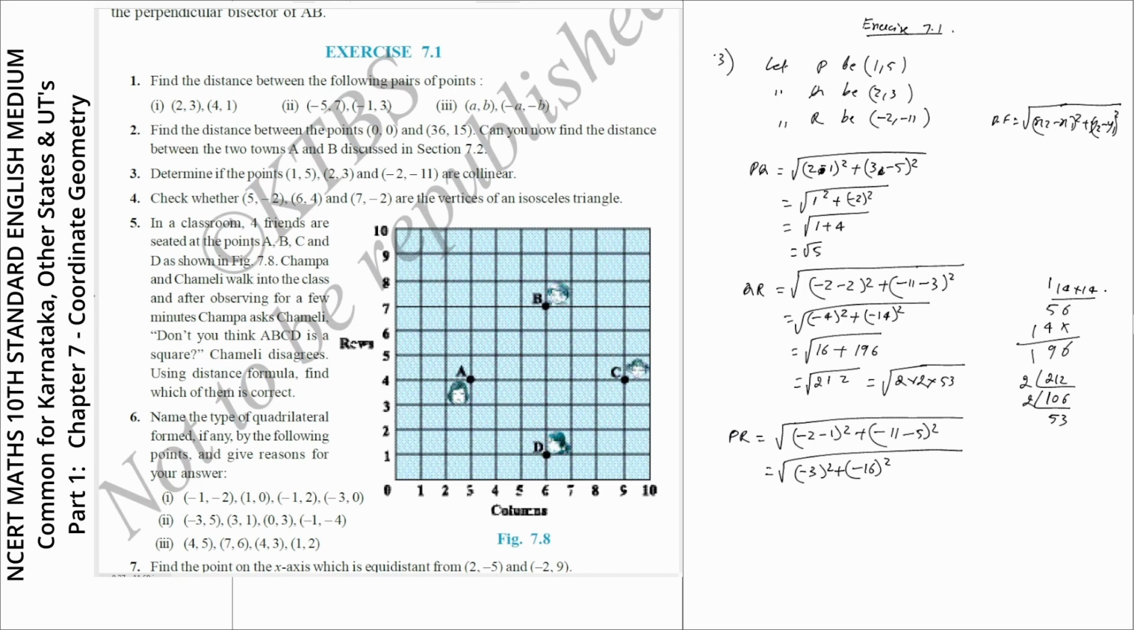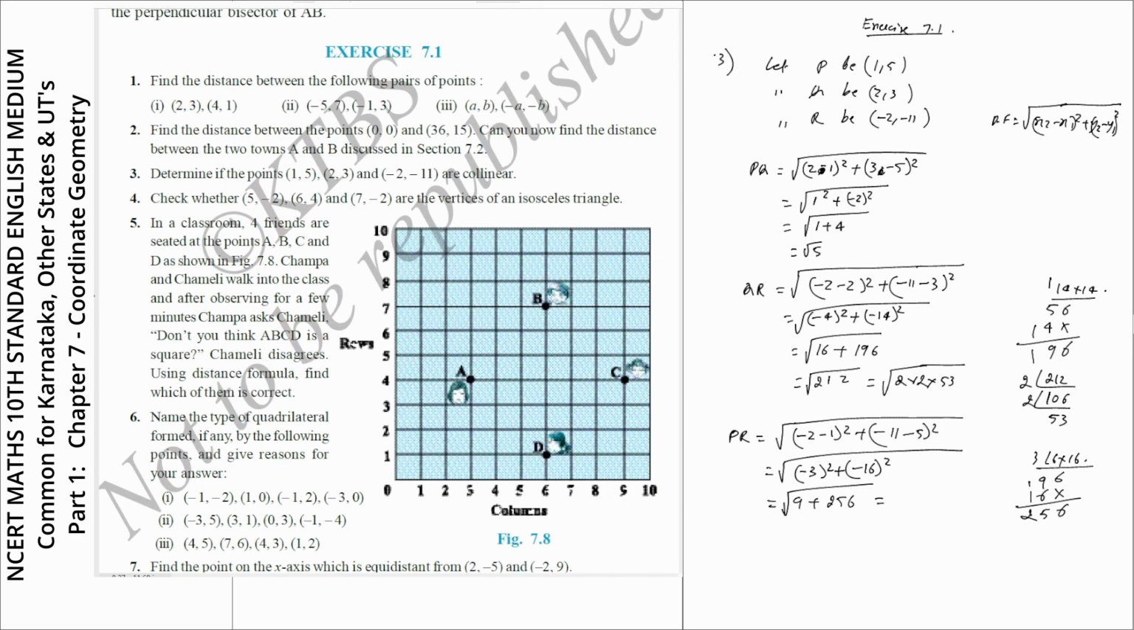Minus 11 minus 5 is an addition, so 11 plus 5 is 16, and the sign will be that of the greatest sign, that is minus. So this is equal to, minus 3 the whole square is plus 9, 3 into 3 is 9, so plus 9, and 16 into 16 is 256.